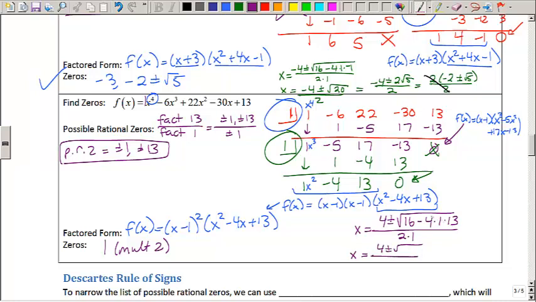Working just the inside, I'm getting 16 minus 52, which is -36. Reducing that, I'm getting 4 plus or minus 6i over 2, which then reduces to 2 plus or minus 3i. So my other two zeros are 2 plus or minus 3i. I have now found what I was asked to find, which was the zeros. I have 4 total zeros, 1 multiplicity 2, so that's 1, 1, 2 plus 3i, 2 minus 3i. That's all 4 of the zeros.